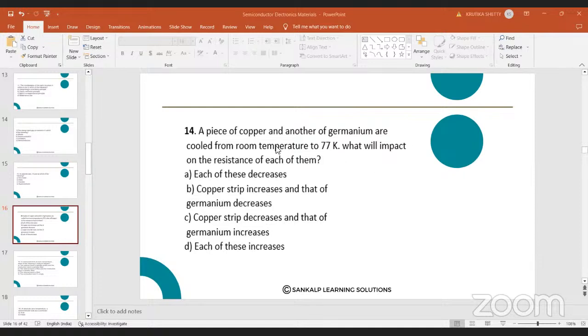Because here temperature and resistivity are inversely proportional, right? Therefore we can say the copper resistance decreases and germanium increases. Option C is correct. Then the next question.